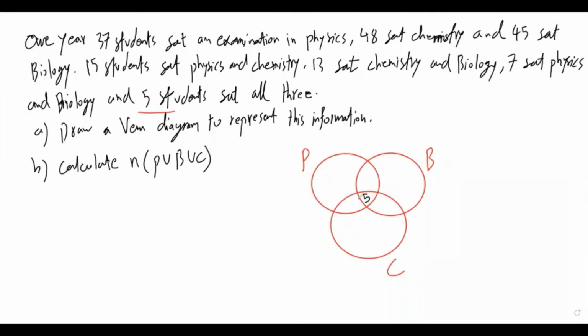And then moving on to the other statement, 7 sat physics and biology. Well, this is physics, this is biology. All right. So you might say this is the region we're looking at, but that is wrong. That's a misconception students make. They assume this region represents 7, and then they say the remaining one should be 7 minus 5, which is 2, and they put 2 here.